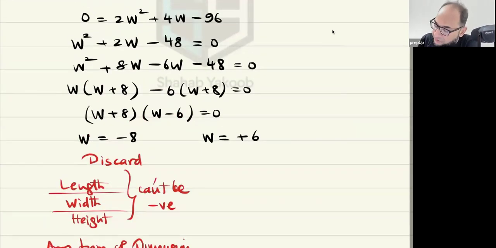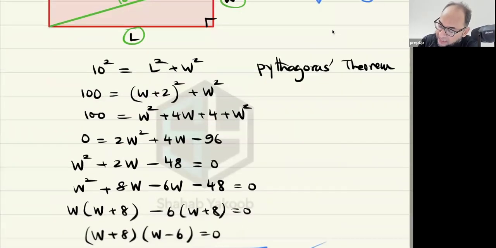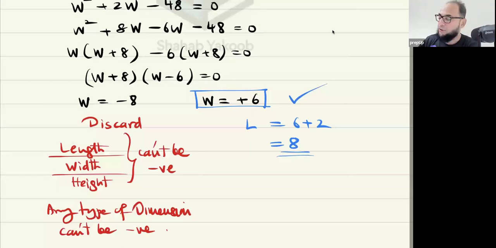So therefore use this one. W is 6 and that is the answer. Therefore the length is 6 plus 2, which comes out to be 8. But they were only asking for the width of the rectangle, and this is the answer that you got.